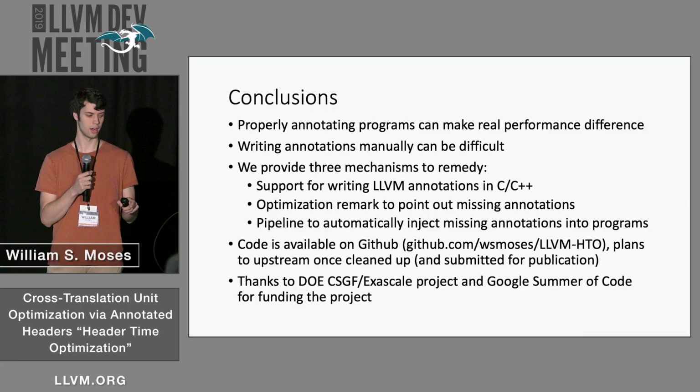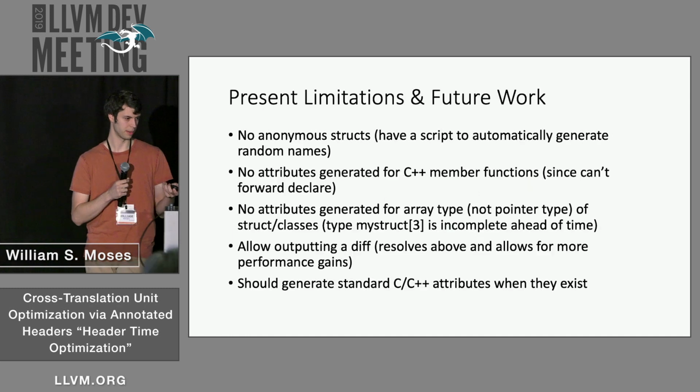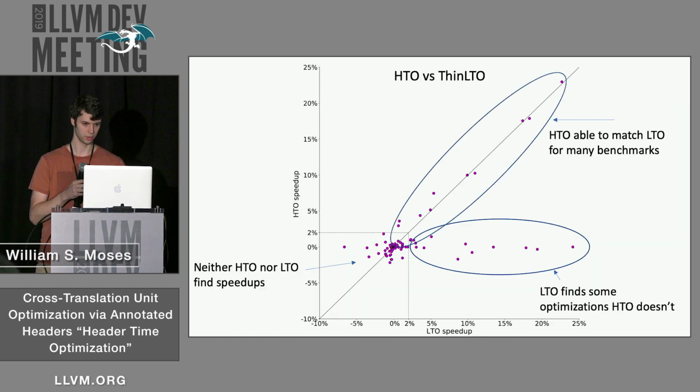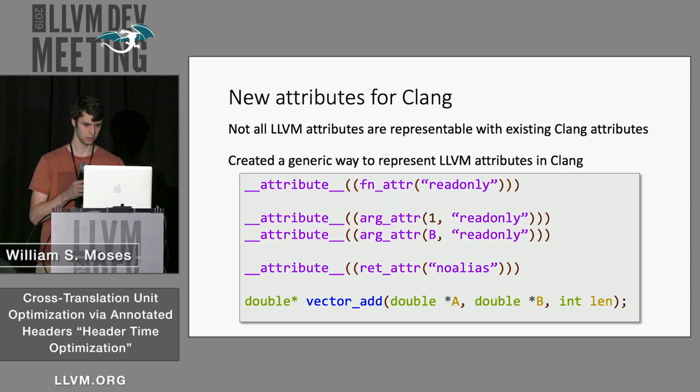Questions? Yes. Just a quick clarification. So with HTO, are you basically doing an LTO run to propagate the attributes and then saying where you should apply them? So how are you deriving? Let me step back, just because the diagram might be helpful for doing this explanation.